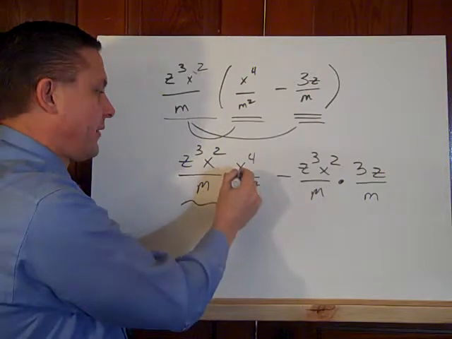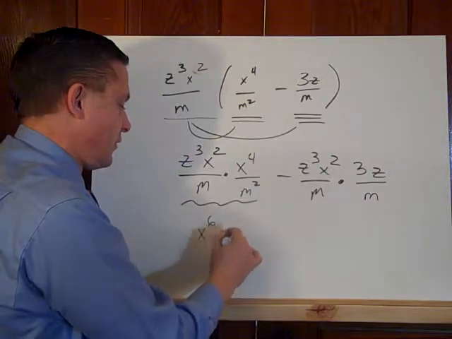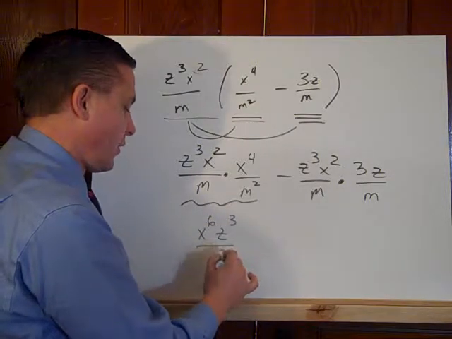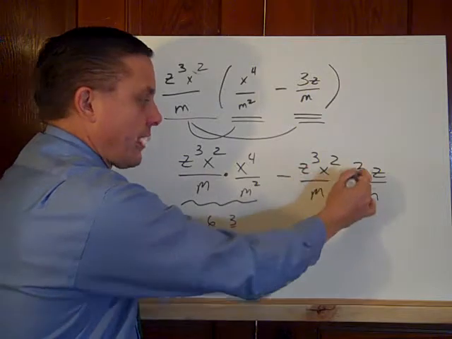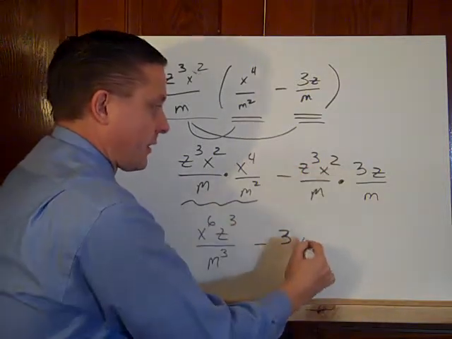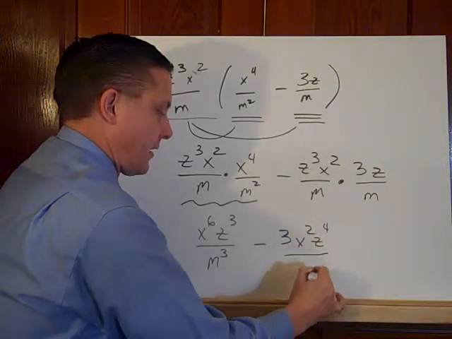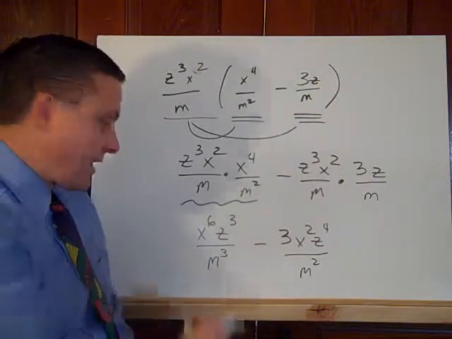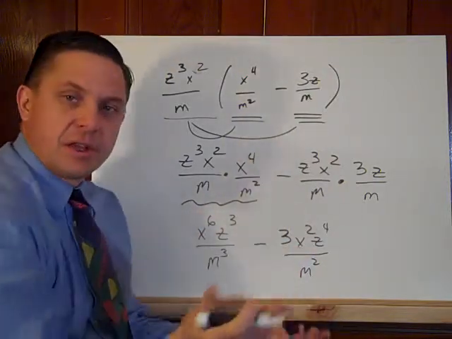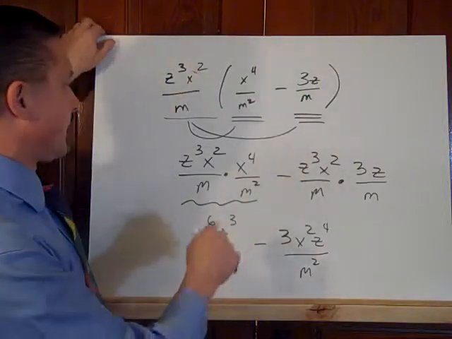On the top I have x^4 times x^2, which I can write as x^6. I have the z cubed. On the bottom I have m squared times m, which is m to the third, minus, over here I have a 3, so I'll put that in front, 3. I have my x squared, and I have z^4 on the top, and m squared on the bottom. And these are not like terms. I cannot combine these because x^2 and x^6, I can just stop on the x's. Cats and dogs, not the same.